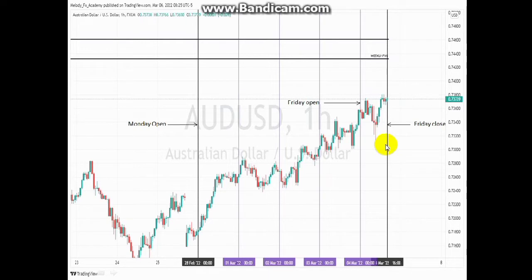This is the 1 hour time frame, and each horizontal line you are seeing here is delineating 12 o'clock New York time, midnight New York time. So this is Monday's opening and this is Friday's close.